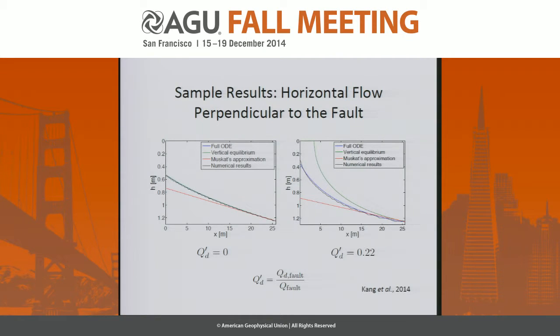Okay, so just quickly show you some results. I'm just going to focus on the horizontal flow perpendicular to the fault. And so the first three are different analytical solutions. The green one is the vertical equilibrium solution, and the full ODE is a solution that relaxes the vertical equilibrium solution, which is important in some cases, especially near leakage features. And basically it just shows you two different options.